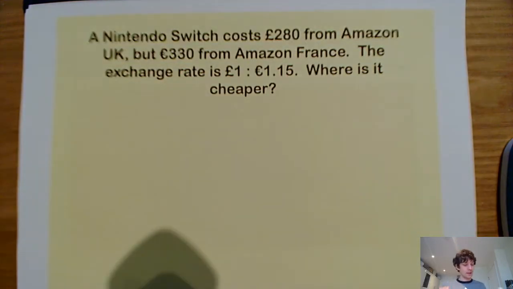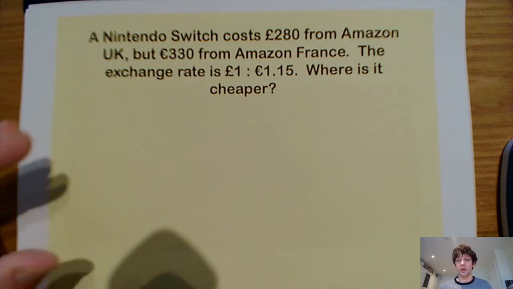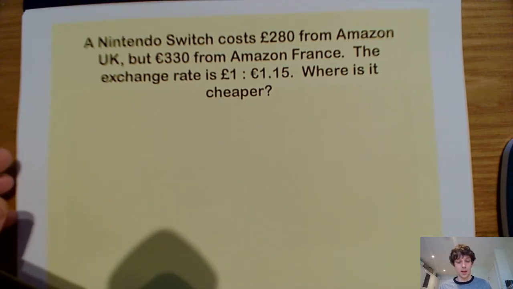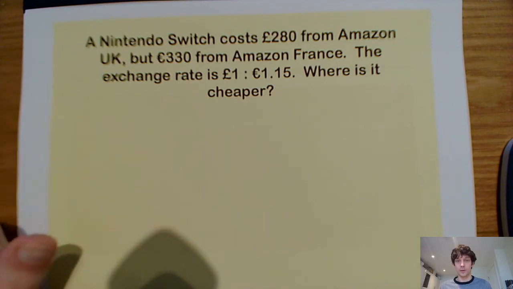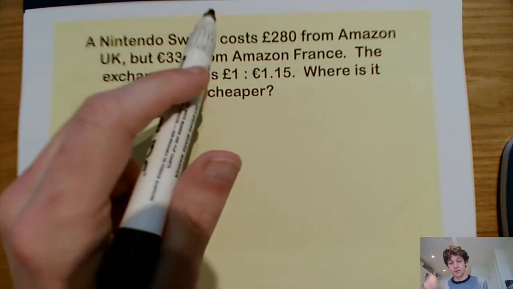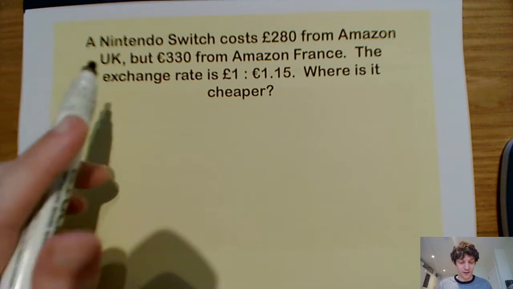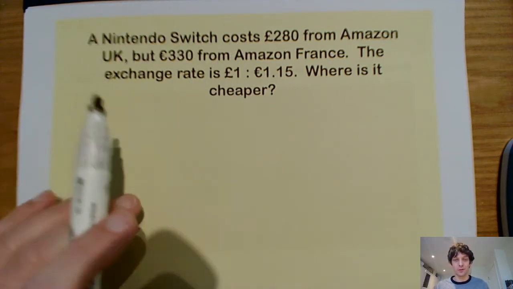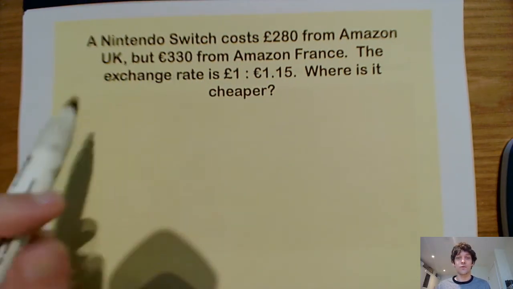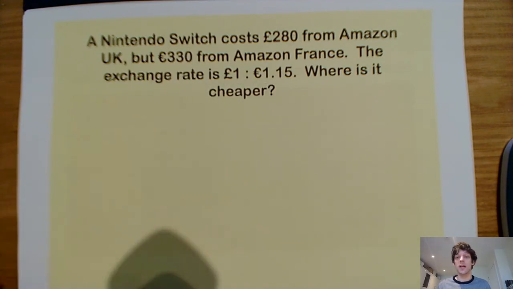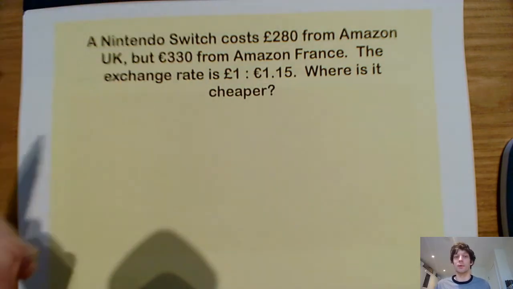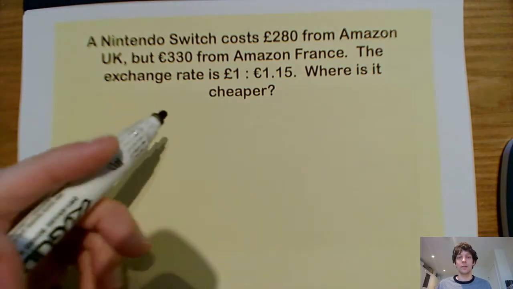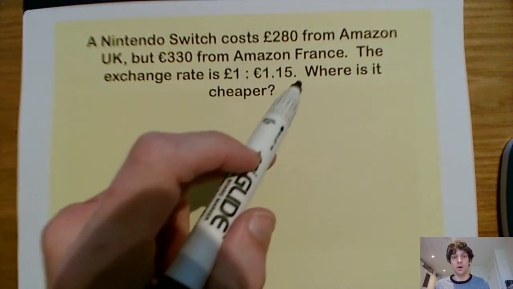Okay, the last type of question that I want to look at is one that is also quite popular in exams, where they're asking you to compare the costs of things from one currency to another. So here I've got some prices I tried to find on the Nintendo Switch. So it costs £280 from Amazon UK and €330 from Amazon France. And I want to find out, where is it cheaper? Is it cheaper to get it from Amazon UK or to get it from Amazon France? And we've got our exchange rate here.